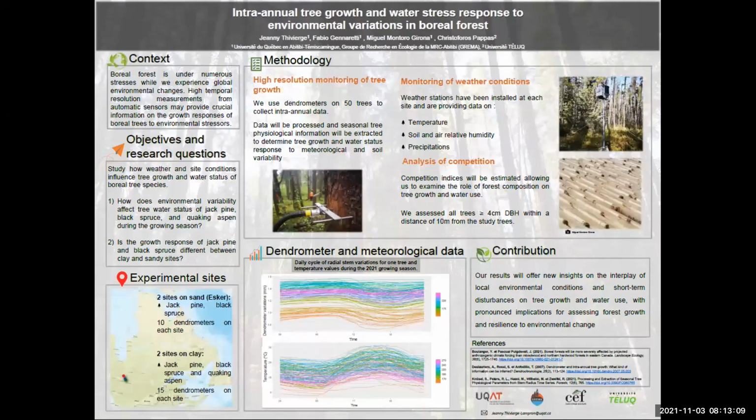Hello everyone, today I will present you my master project, which I started in May 2021. So my project is on intra-annual tree growth and water stress response to environmental variability.